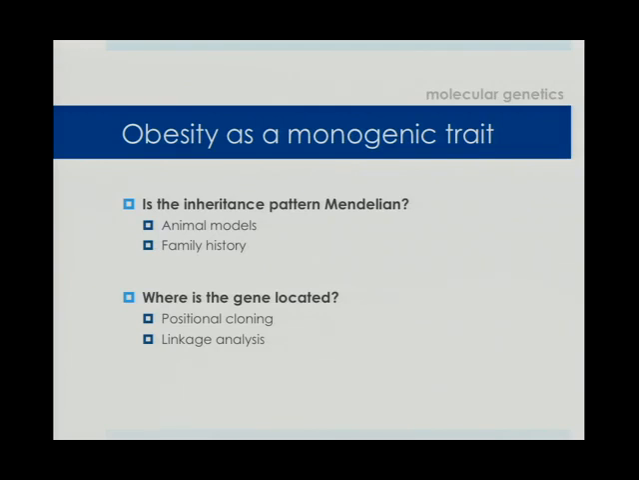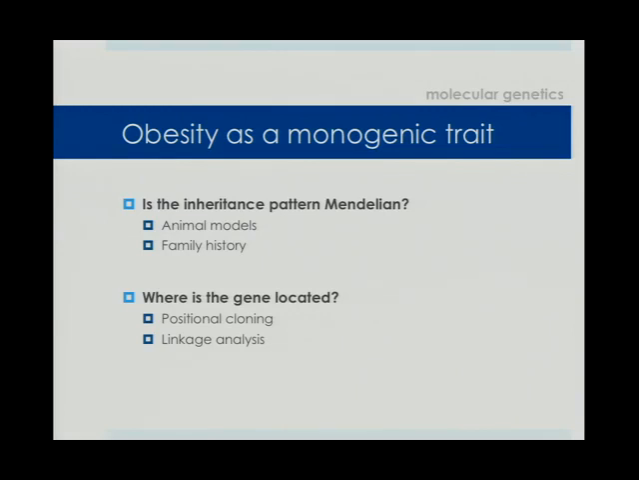So how do we know that obesity is monogenic in some people? First, we found through patient family histories of obesity that the inheritance patterns looked Mendelian. By Mendelian, I mean that they followed one of the five patterns that you probably learned about in high school: autosomal recessive or dominant, X-linked recessive or dominant, or Y-linked.